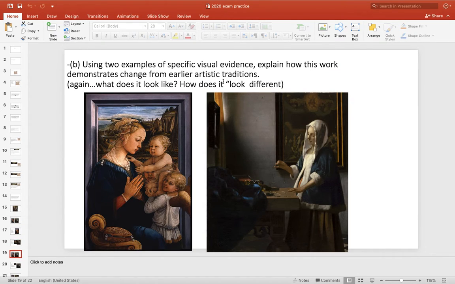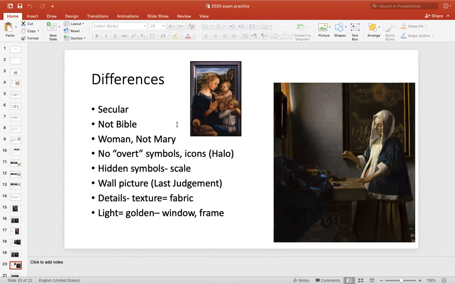Now it says, how does it change? So then you look at it again. Well, how is it different? Well, this one is secular. This one's not from the Bible. This woman is not Mary. This woman does not have a halo or symbol or Christian icons. This one has hidden symbols like the scale, like Jesus on the wall.